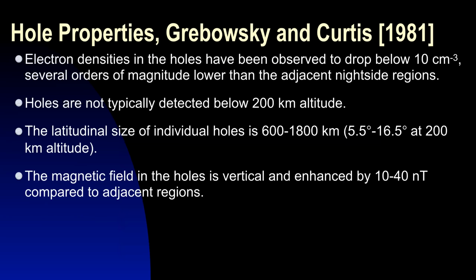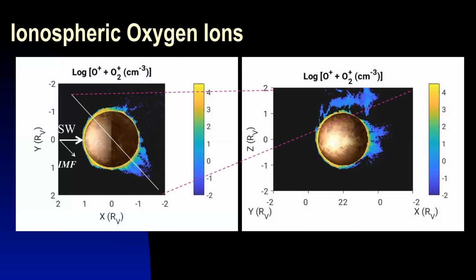In the plasma holes, typically the electron density dropped down to about 10 per centimeter cubed, which was several orders of magnitude lower than the adjacent regions. The holes were not detected below 200 kilometers. The latitudinal size of any individual hole ranged between 6 to 1800 kilometers, or roughly 5 to 16 degrees. And the magnetic field in the holes was vertical and enhanced by 10 to 40 nanotesla compared to the surrounding regions.